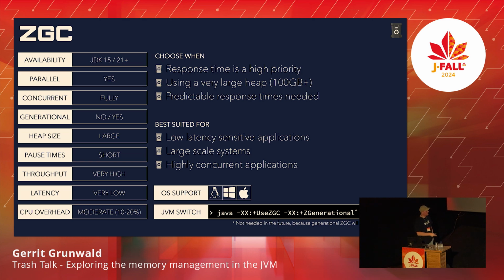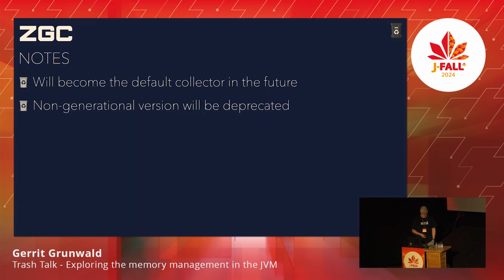And I won't go into a lot of detail with this collector because the next one on my list is more or less the same, because ZGC is a copy of the next one. Which means everything I tell you for the last one in the list also applies for ZGC. So it might become the default collector in the future. I'm not sure about that, so this is just guessing. The non-generational version will be deprecated, and I think it will also be removed in JDK 24. So there was first the non-generational version, then they came up with the generational version. Now the non-generational is deprecated, it will be removed because there's no reason to keep it.